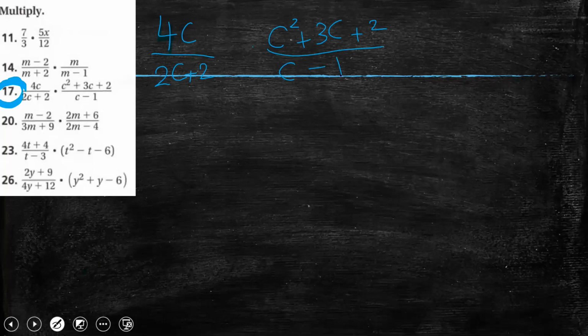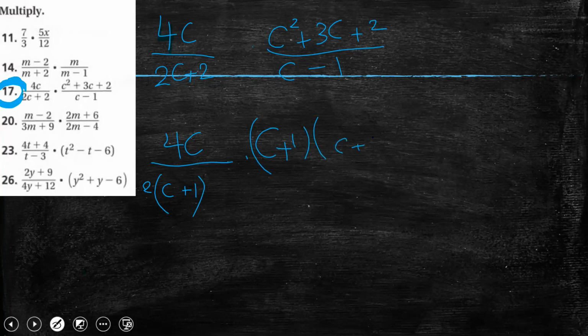Now, what did we say? Look at 4c. It is simplified, keep it as it is. Look at 2c plus 2. How can we simplify it? Take a common factor 2, so here we have c plus 1, as we said before. For c squared plus 3c plus 2, we can factorize it as c plus 1 and c plus 2, over c minus 1.